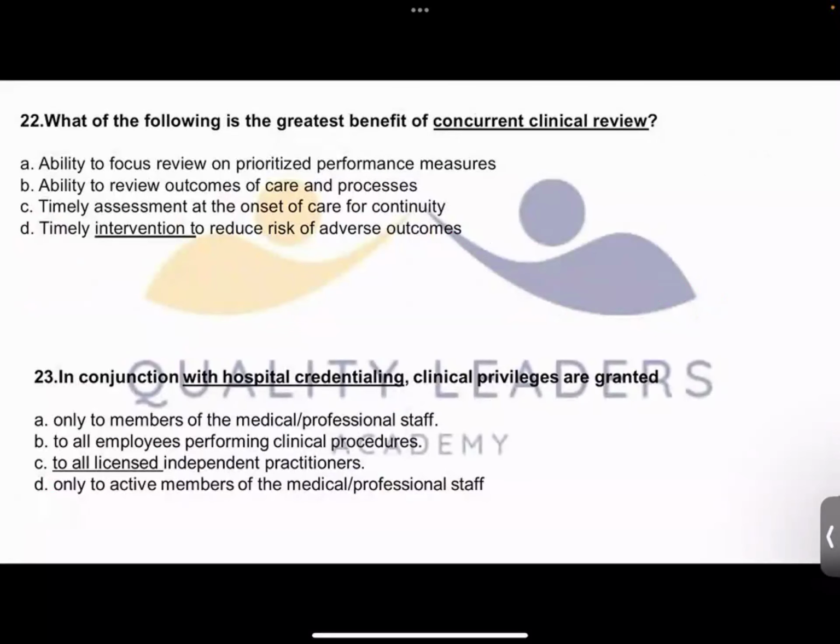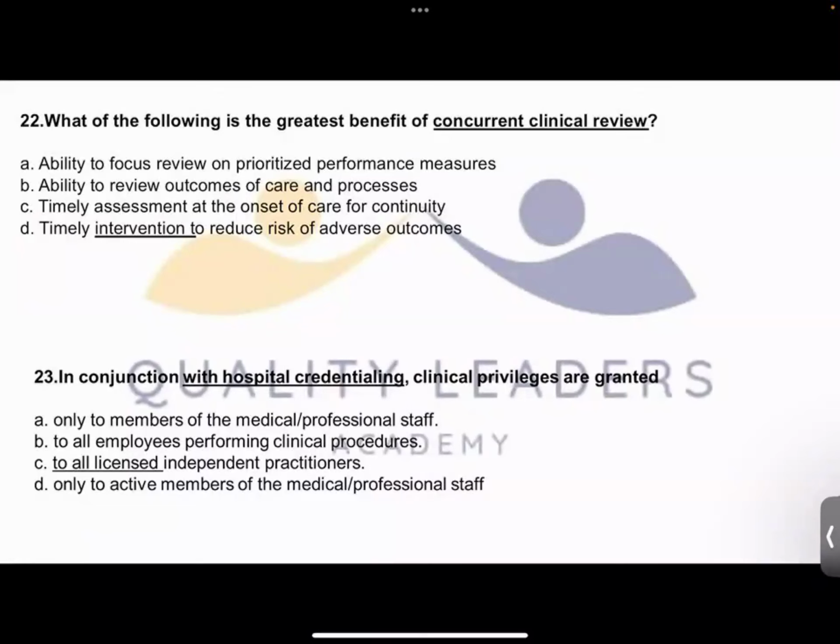Number 22. Which of the following is the greatest benefit of concurrent clinical review? What is the concurrent clinical review? When the patient is within the hospital. Okay, yes. It's the process of evaluating the patient's care and treatment while they are still receiving services during a hospital stay or an ongoing treatment episode.